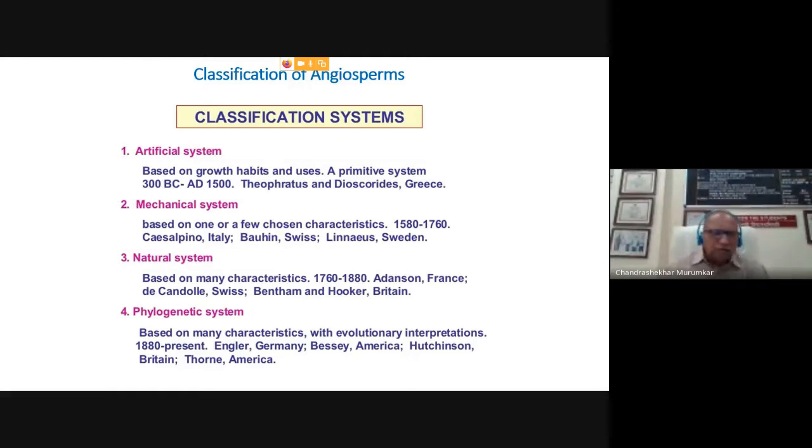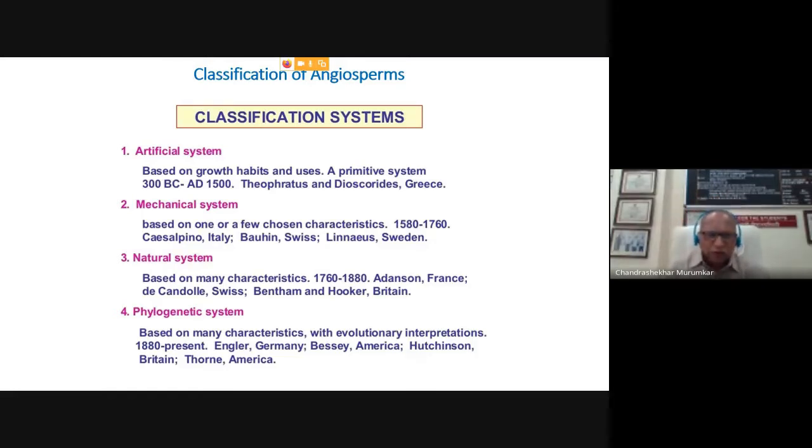Obviously, based on many characters together, many classification systems were proposed, including Bessey and many others, and obviously Engler, Prantl, De Candolle, and so many. It was called the natural system of classification. It is called natural because, even though these systems were followed by accepting the traits of the plants, the Darwinian concept of heredity and evolution was not taken into consideration, and that's why many of these classification systems are called natural.